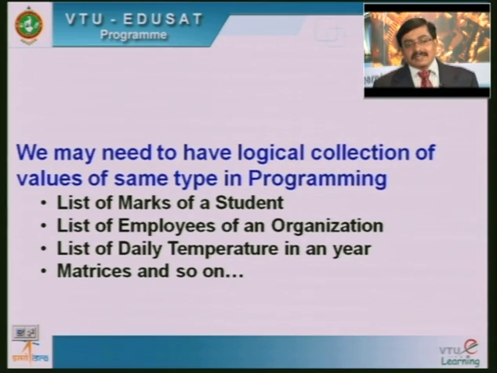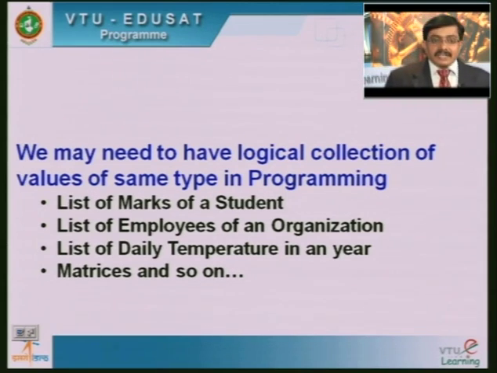We can notice here that in the list of marks of a student, all the marks could be of type integer or float. In the list of employees of an organization, all the names will be a sequence of characters, which we will learn to call a string. And in the list of daily temperatures in a year, all the temperatures are read in the form of float. So, all these are homogeneous collections of data, because all of them are similar data.